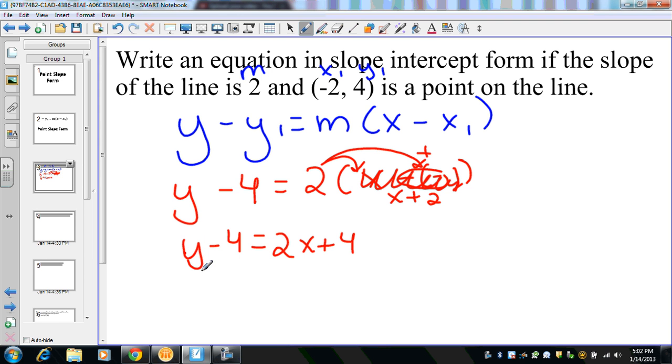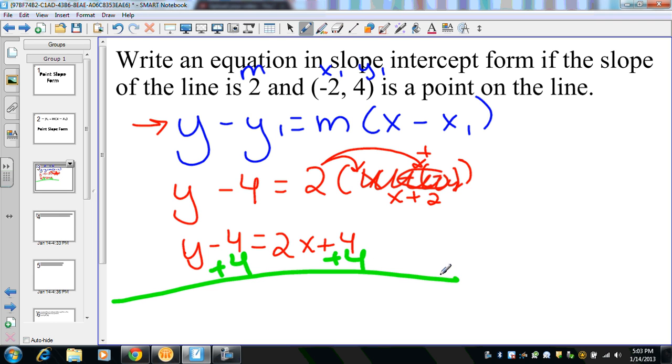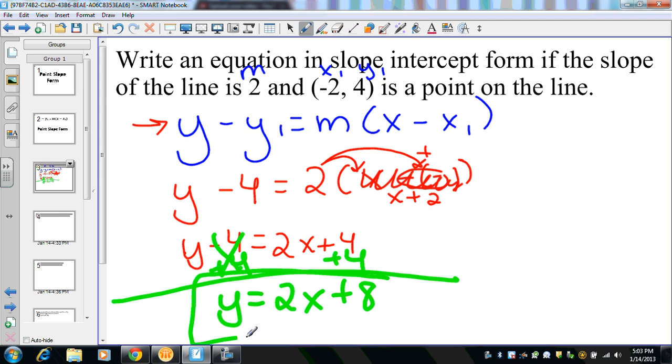Then I want to get this all by itself, because now I used point-slope form, but I want to simplify it all the way so that it looks like slope-intercept form, which, to refresh your memory, is y equals mx plus b. So I need to get rid of this -4 right here. To do that, I'm going to add 4 to each side. When I do that, I am left with y is equal to 2x, and then 4 plus 4 is 8. And so here's what we have. This is our answer. When it says write an equation in slope-intercept form, this is slope-intercept form: y equals 2x plus 8.